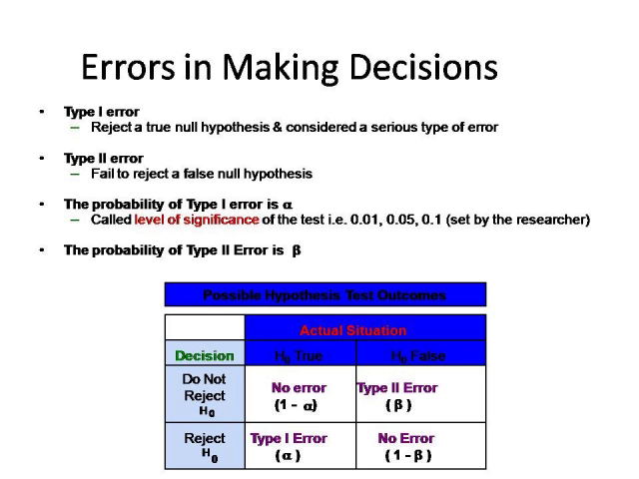But let's say the null was true and you don't reject the null. Well, great, you've made the right decision. If the null was false and you rejected the null as your test decision, well, again, you've made the right decision.